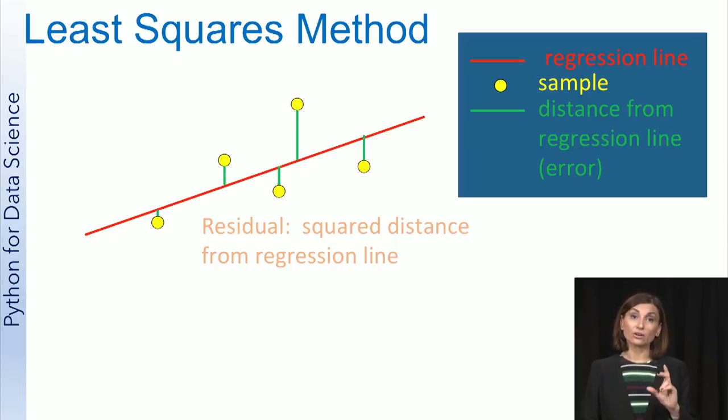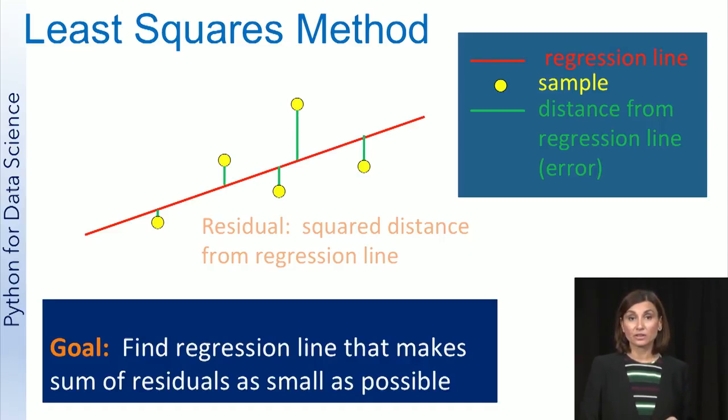The square of this distance is referred to as the residual associated with that sample. The least squares method finds the regression line that makes the sum of the residuals as small as possible. In other words, we want to find the line that minimizes the sum of the squared errors of prediction. The goal of linear regression, then, is to find the best fitting straight line through the samples using the least squares method.